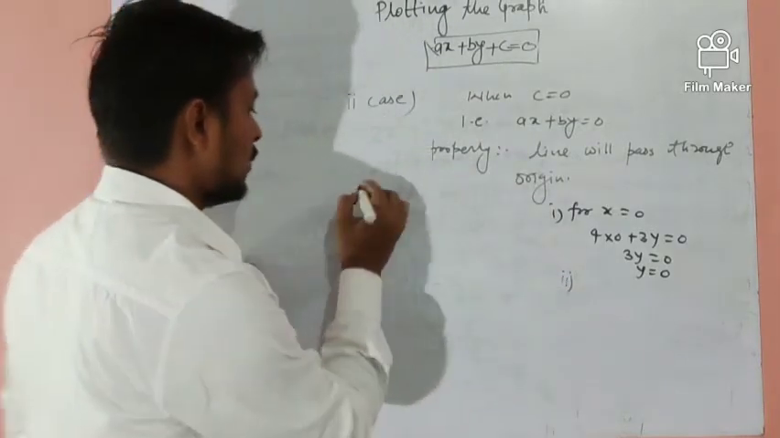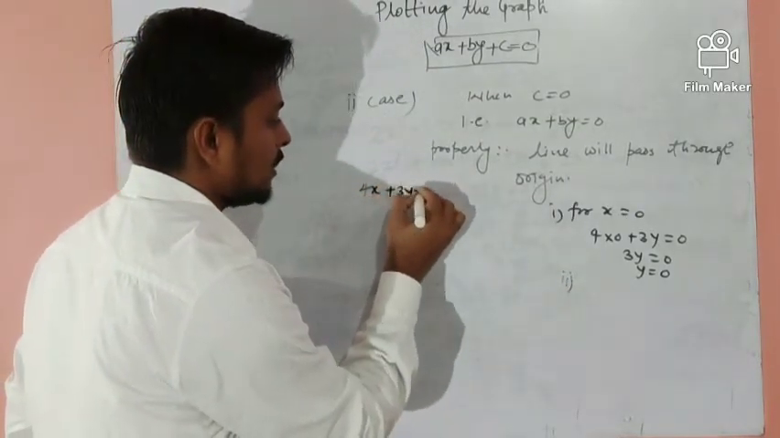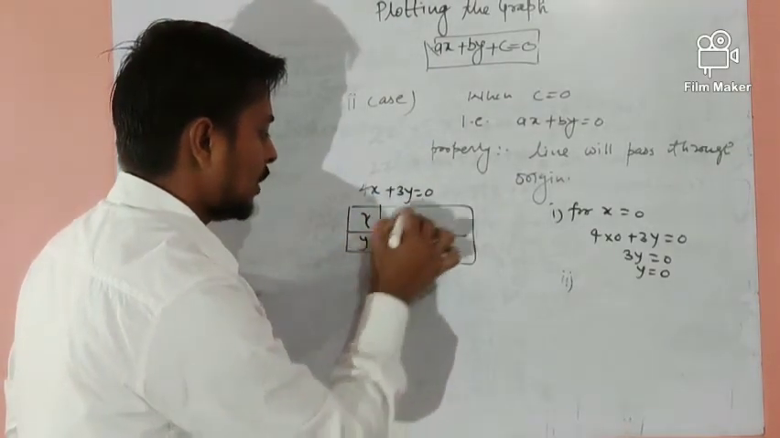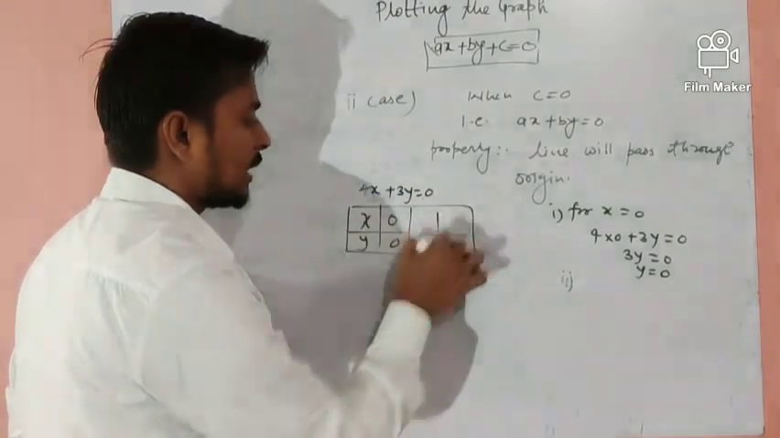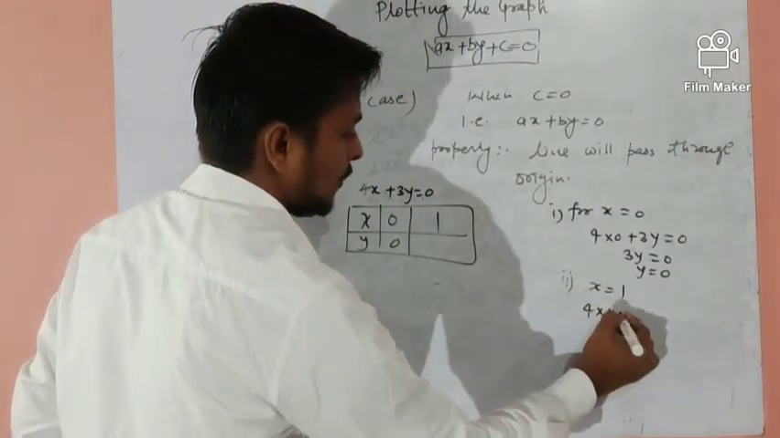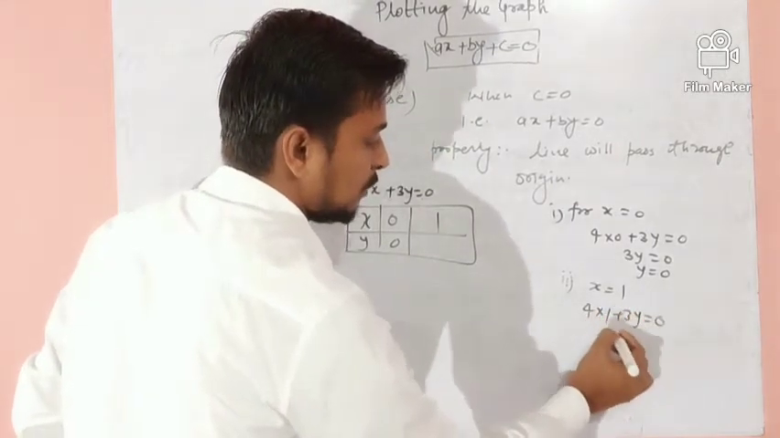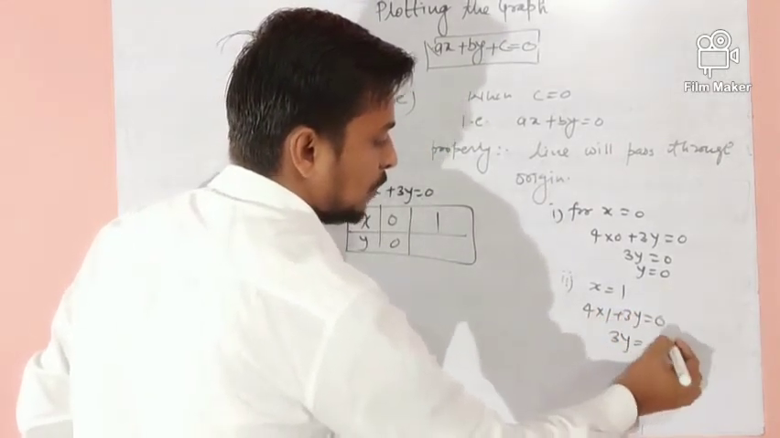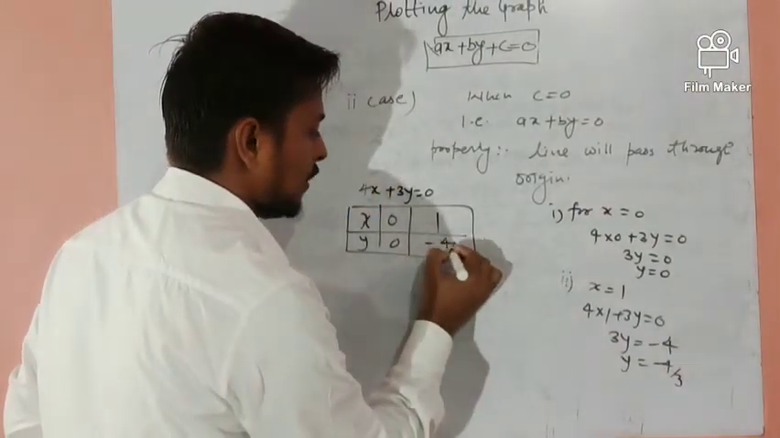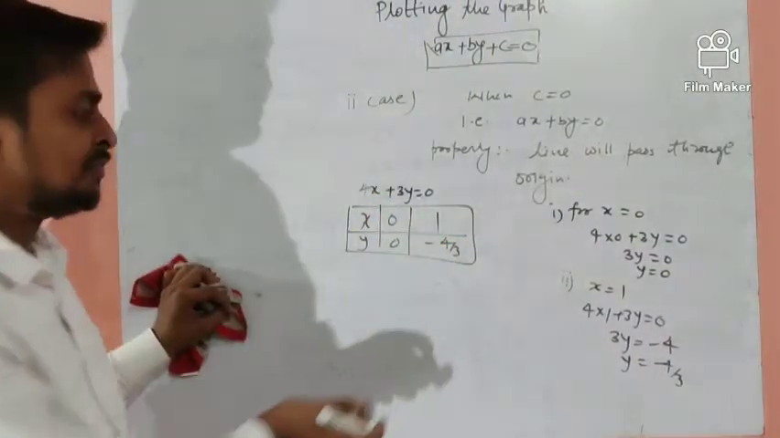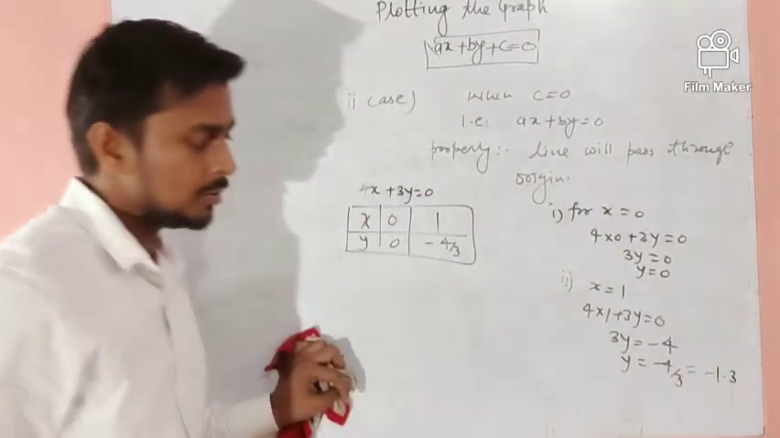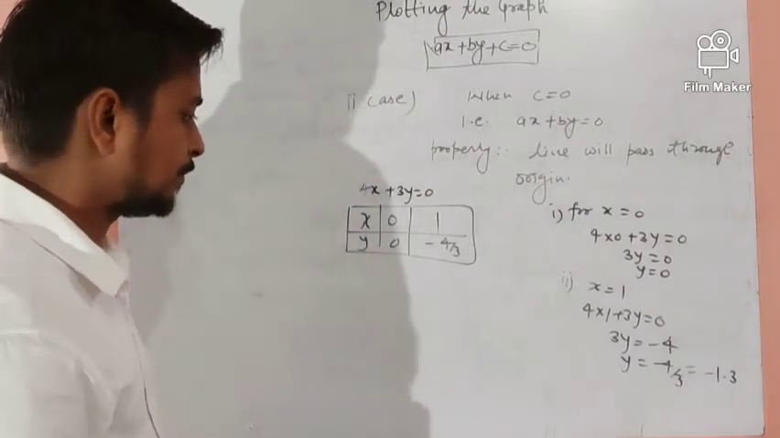Only you will do what? 4x plus 3y is equal to 0. So the first point will be automatic, you are right, 0, 0, and the second is x is equal to 1. X is equal to 1, so 4 into 1 plus 3y is equal to 0. 4 into 1 is 4. 3y is equal to minus 4. Y is equal to minus 4 upon 3. Minus 4 upon 3. You can convert it to minus 1.33.